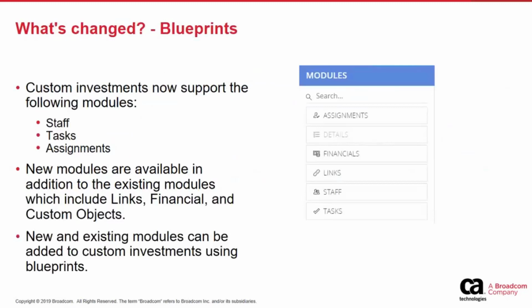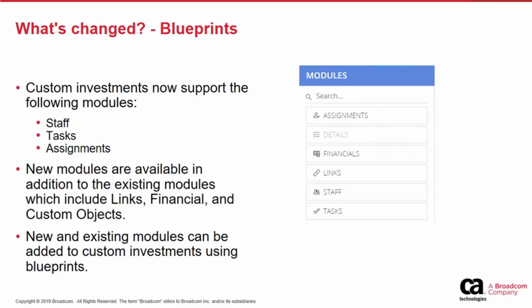The modules for the custom investments can be added using the blueprint. So starting 15.7.1, when you navigate to the blueprint for the custom investment, you will be able to see these new modules available. They can be just dragged and added to the current blueprint for the end users to be able to leverage them. The new modules are in addition to the existing ones that were already there in custom investments, which includes the links, financials, and the sub-object.